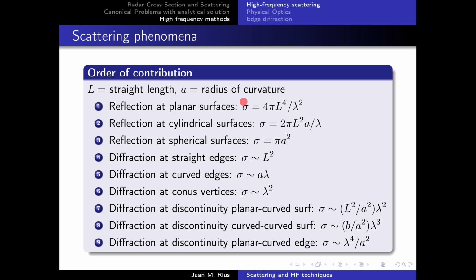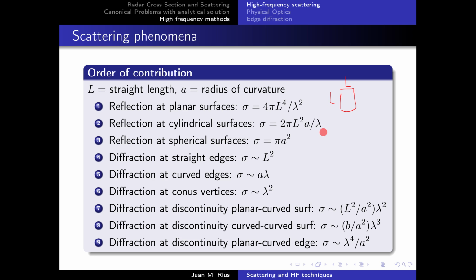For example, a planar surface like a plate, imagine for example here a square plate of size L. A square plate of size L has two strike dimensions, horizontal and vertical. So it has L dimension vertical, L dimension horizontal, and the radar cross-section due to this reflection is proportional to L to the fourth power over lambda squared. So it's proportional to the square of the radar frequency.